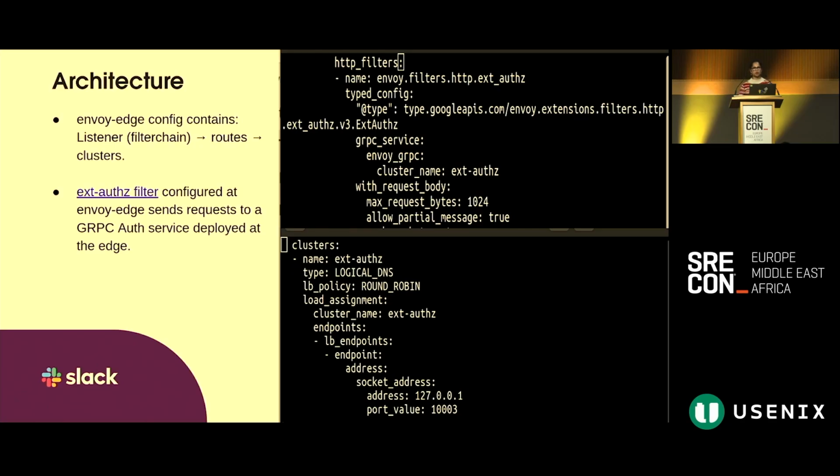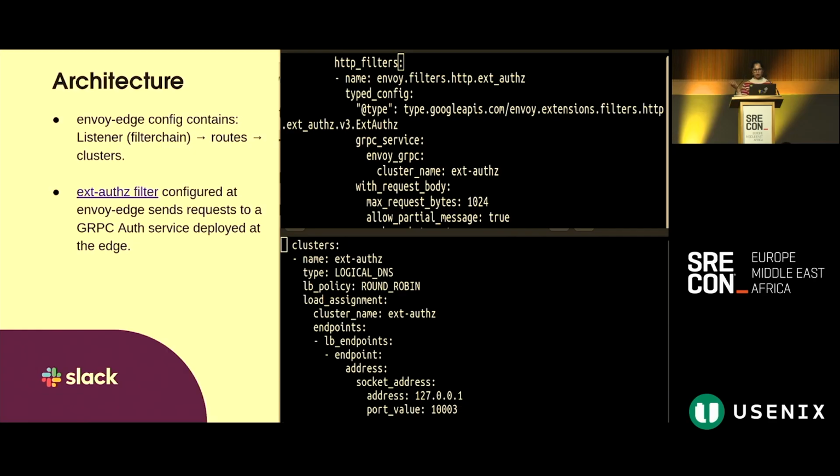We're going to talk about the auth service later, but to simplify, when the request comes to Envoy Edge, it takes the request headers and part of the request body and sends it to this gRPC auth service.